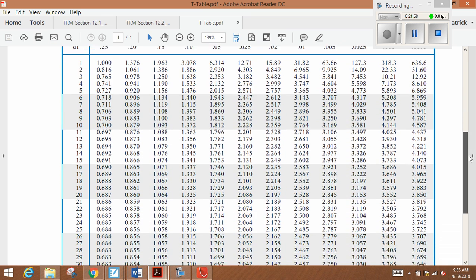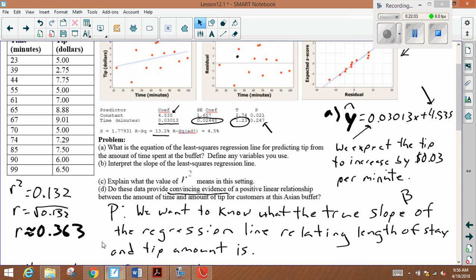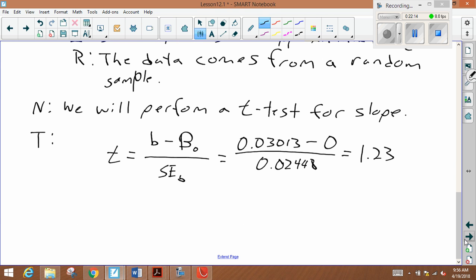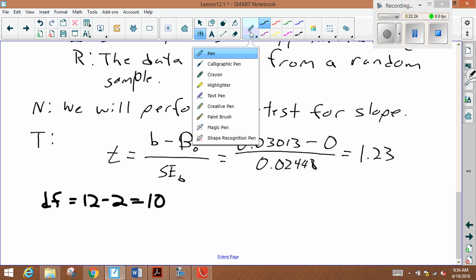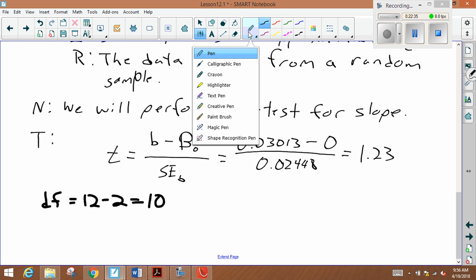Degrees of freedom. It's going to be n minus 2. How many degrees of freedom? Should check that first. We got 1, 2, 3, 4, 5, 6, 7, 8, 9, 10, 11, 12 is our size. So we're going to use degrees of freedom equal to 12 minus 2 is 10. Let's use an alpha level of 0.05.